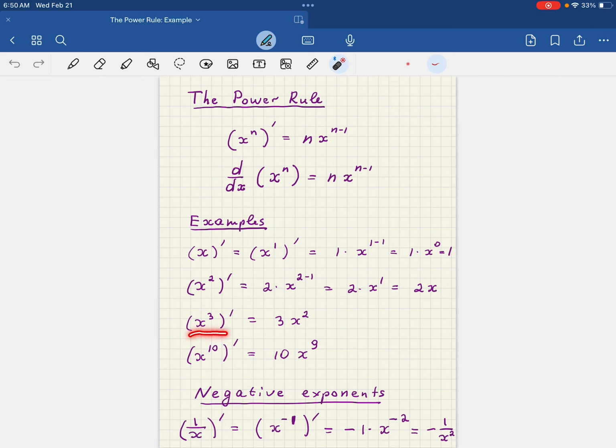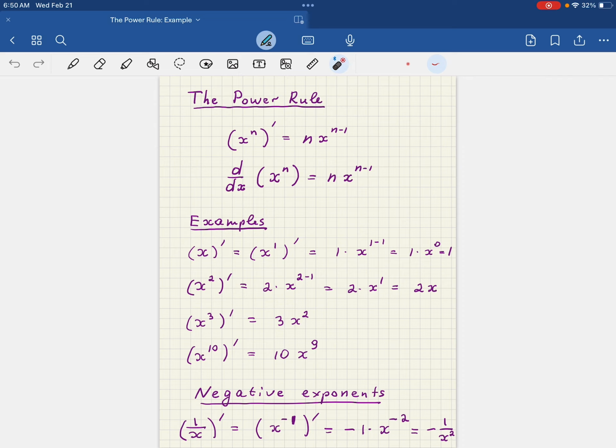The derivative of x cubed, 3x squared. If we take a higher power of x, let's say x to the power 10, then the derivative is 10x to the power 9. It's important to know that the power rule applies not only for powers with positive integer exponents, but also to powers with negative exponents, with fractional exponents, and in fact, with any exponents.